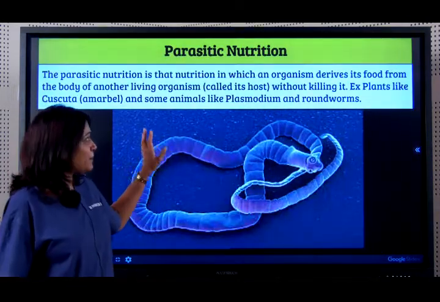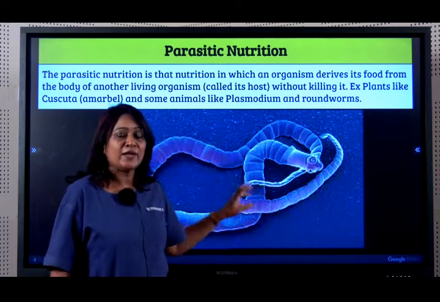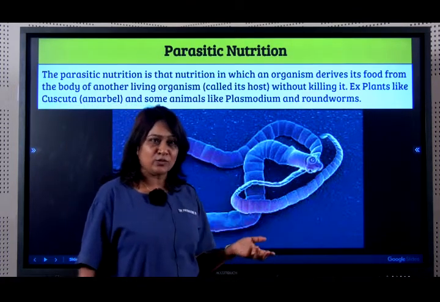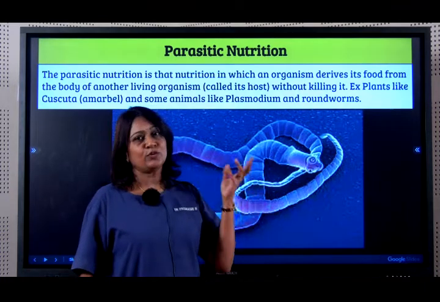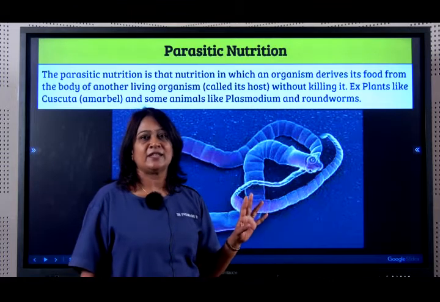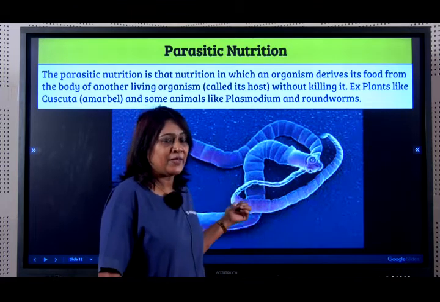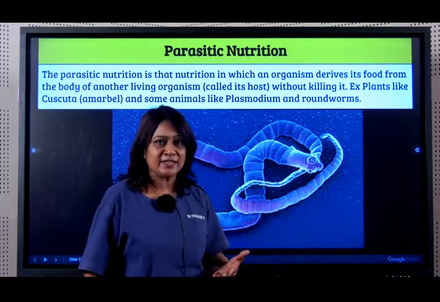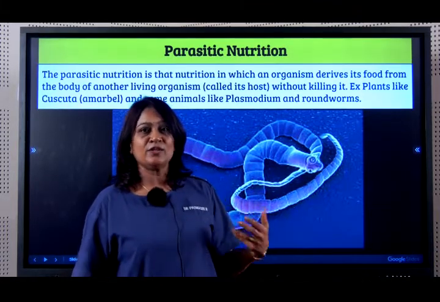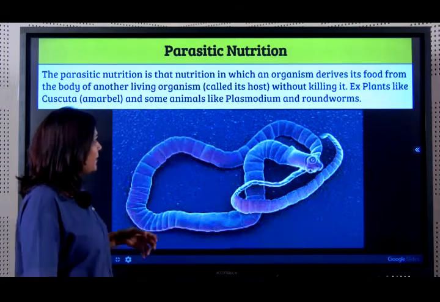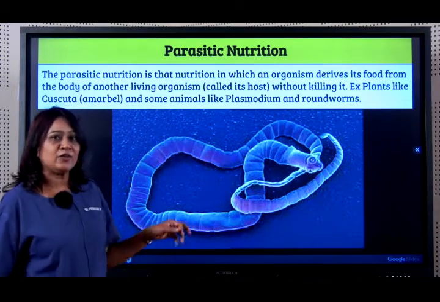The next is parasitic nutrition. What happens exactly over here is that the organism cannot make its own food. It has to take the food from another organism, but it's not going to kill the organism when it's doing that. An example of this is when a baby is growing inside the stomach, it takes all the nutrients from the mother. So the baby is considered to be a kind of parasite because it cannot create its own nutrition.